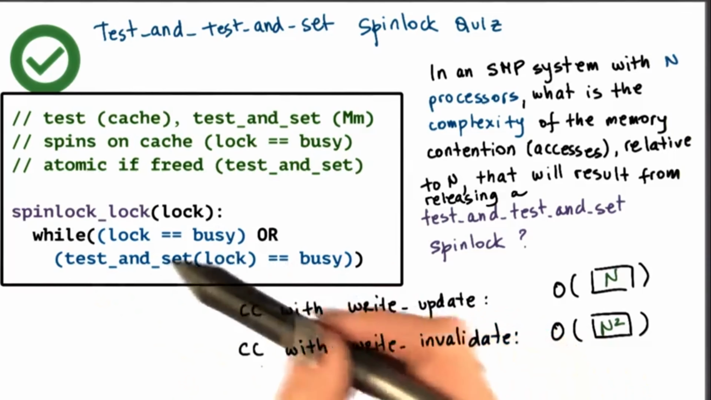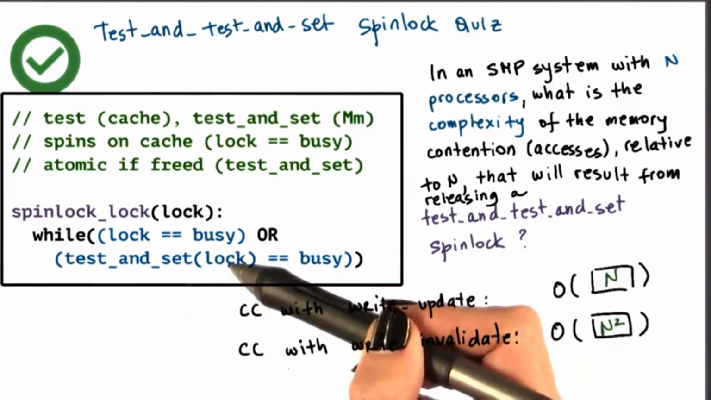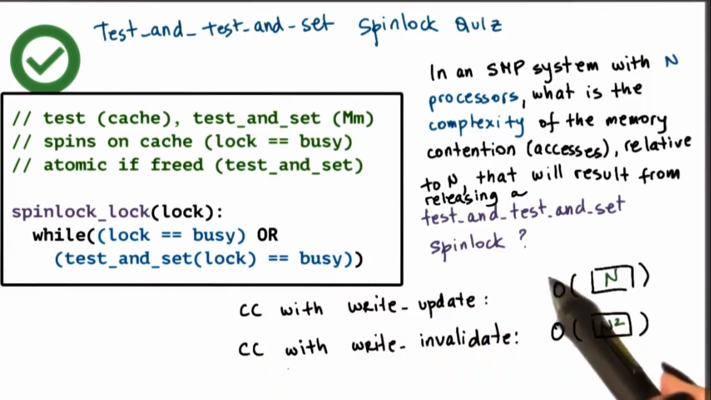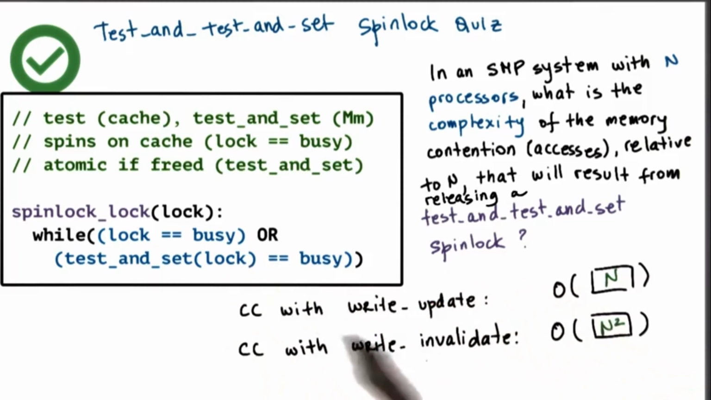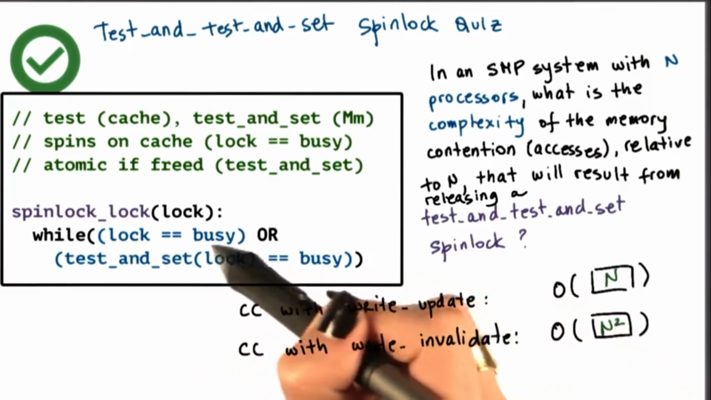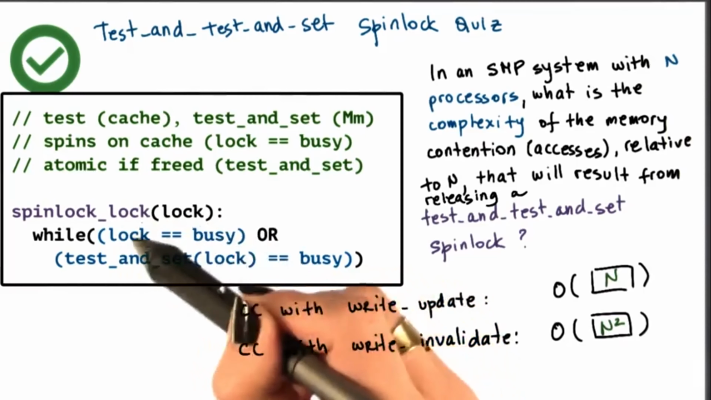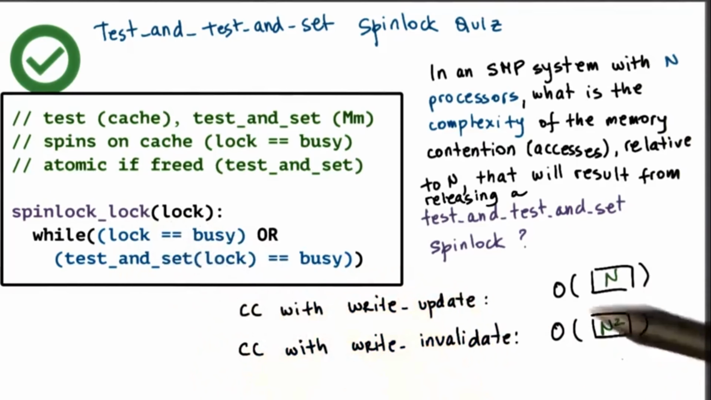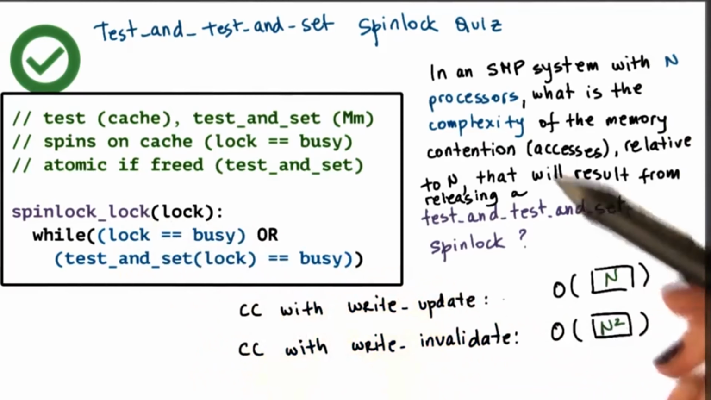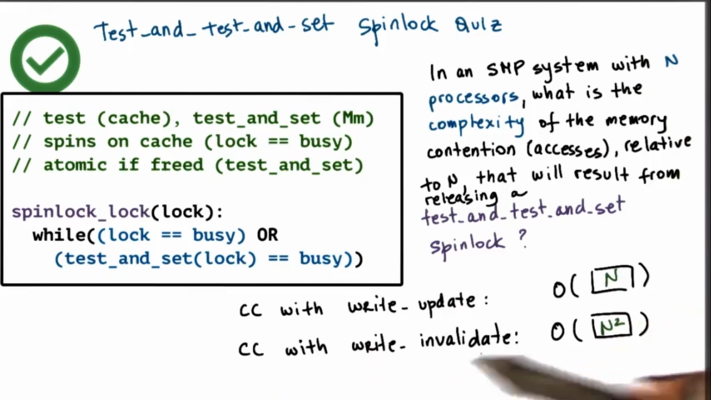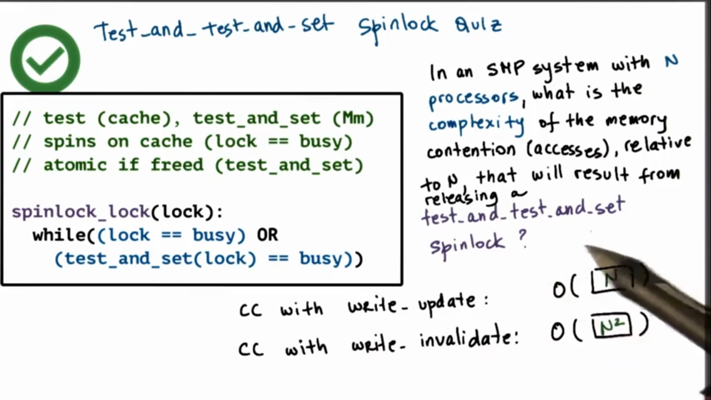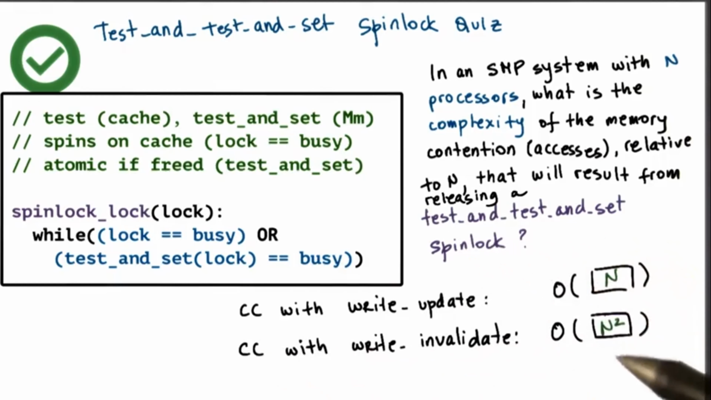Now, only one of these test-and-set operations will succeed. However, every single one of them will go ahead and invalidate everybody's caches. That means that will also invalidate the caches on those processors that did see that the lock was busy. For this reason, the complexity of the bandwidth that gets created, of the contention that gets created when the lock is freed using a test-and-set spinlock is O of n squared.